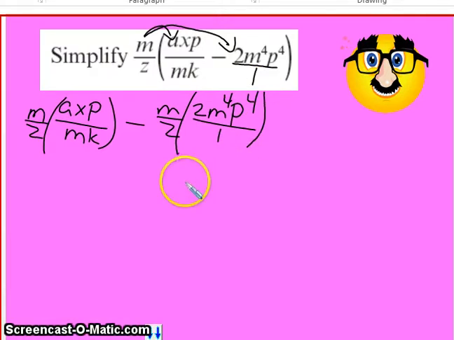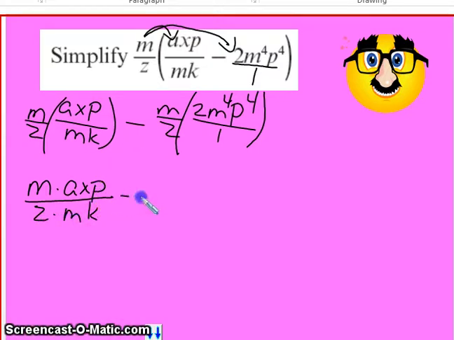Now, in order to simplify this, I'm going to have to simplify each term separately. So I'm going to have to multiply m over z times axp over mk, and it's a fraction. So I multiply numerator times numerator, denominator times denominator. So I've got m times axp over z times mk. And I've got my minus. Here I have m times 2m to the fourth p to the fourth over z times 1.